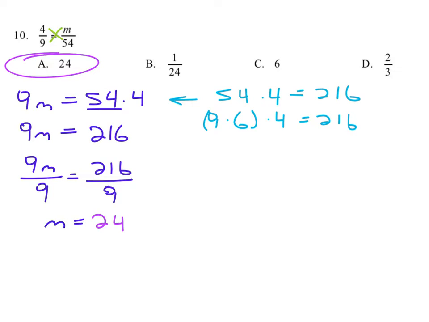So if I used the associative property, I regrouped these instead of 9 times 6 or 54 times 4, I'm going to regroup them like this: 9 times 6 times 4, and I'm going to group these together.